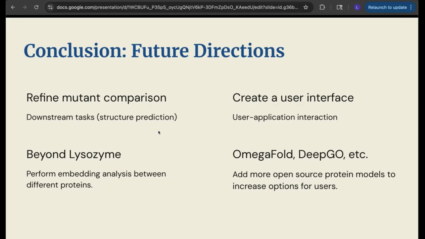And then I also want to expand beyond lysozyme and perform embedding analysis between many different proteins, especially proteins that play very different roles in the body and have different locations. I think that'd be interesting to see how well the models understand the other proteins as well. And then along similar lines, I want to add more open source protein models to increase options for users, because there are so many that continue to be developed even today. So just keeping up with the current models is definitely really important as well.